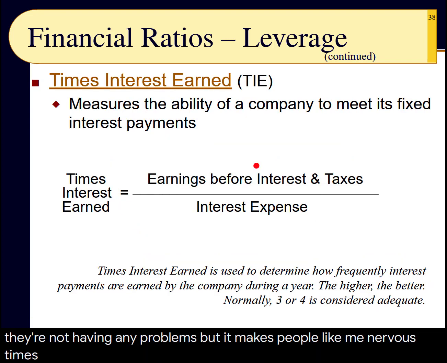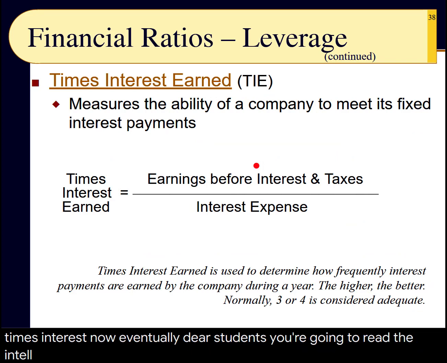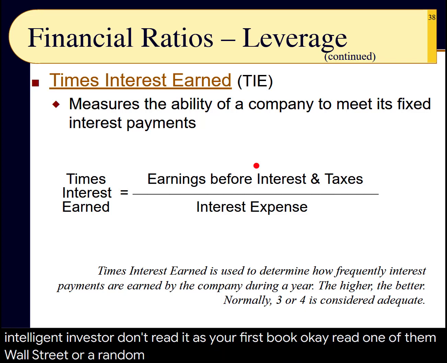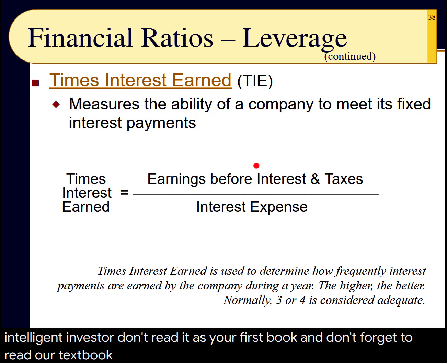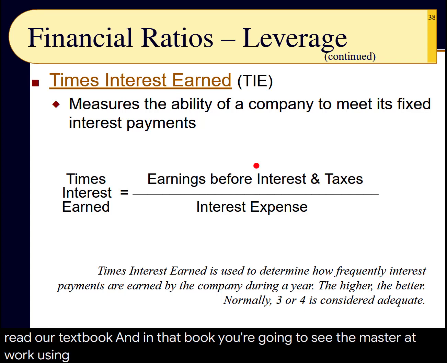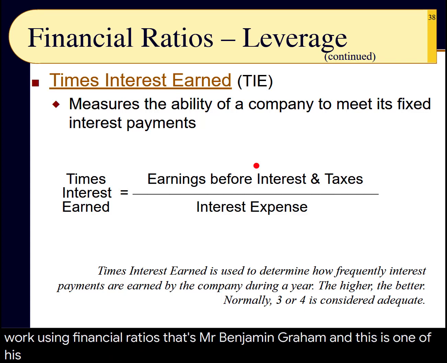Times interest earned. Now, eventually, dear students, you're going to read The Intelligent Investor. Don't read it as your first book, okay? Read One Up on Wall Street or A Random Walk Down Wall Street. And don't forget to read our textbook for the class. But you're going to want to read that book. In that book, you're going to see the master at work using financial ratios. That's Mr. Benjamin Graham, and this is one of his most important financial ratios, times interest earned.